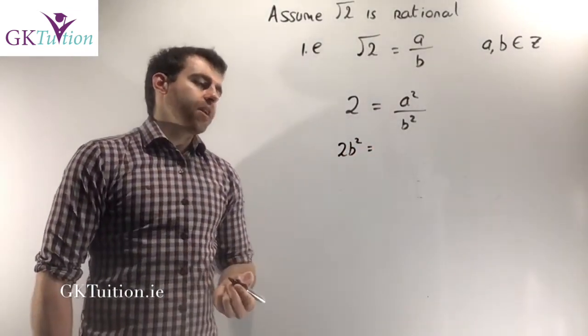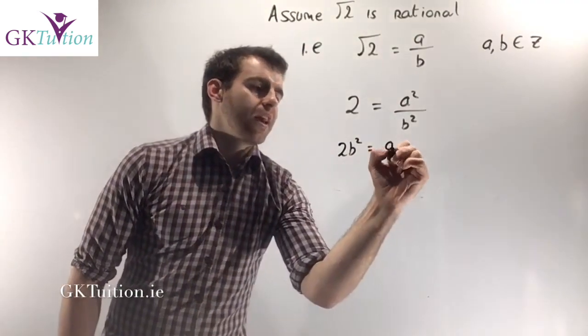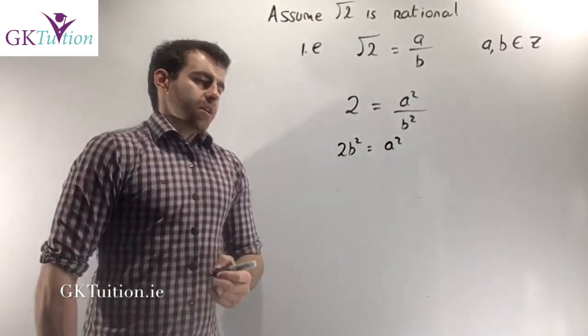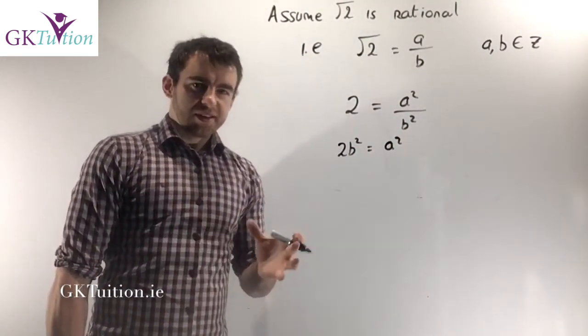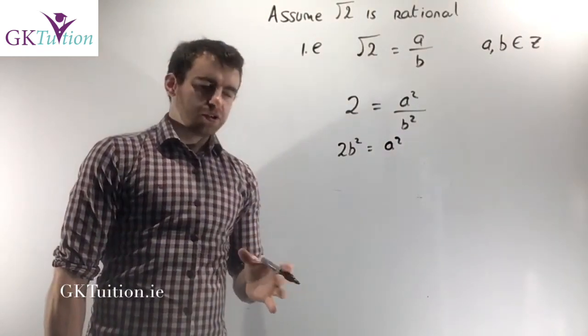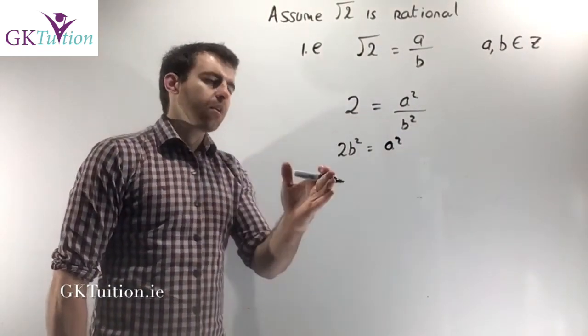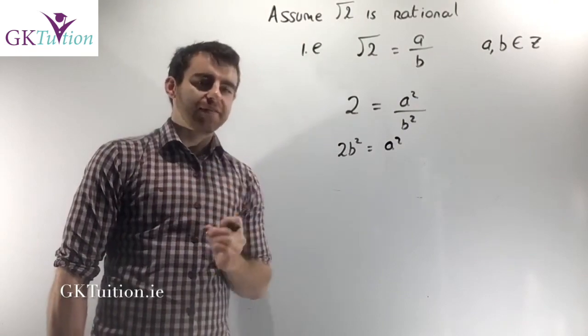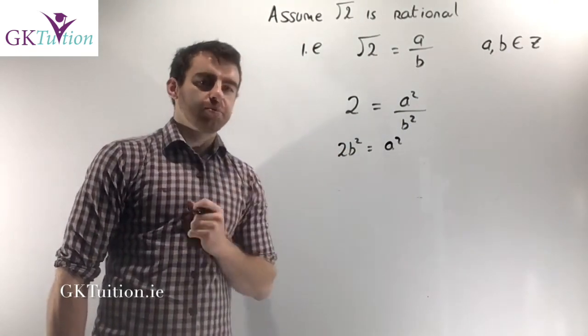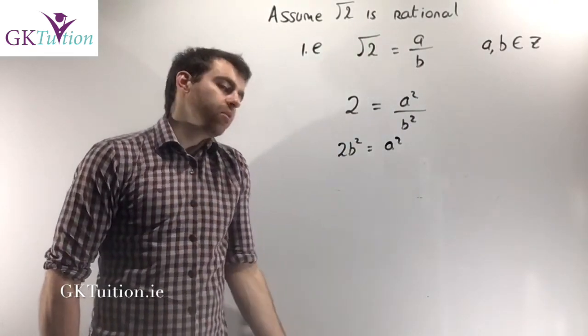And if I multiply the right-hand side by b squared, I get a squared. Now, it's the next few steps here. This is the obscure stuff that tends to throw people off. Let's just focus first of all on the left-hand side. I have 2 times b squared. And for the moment, I don't know what b squared is.